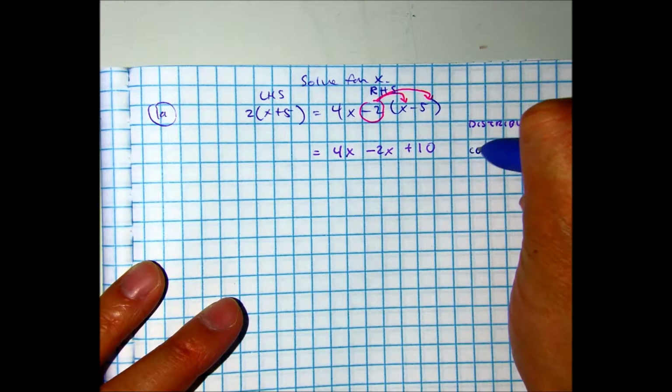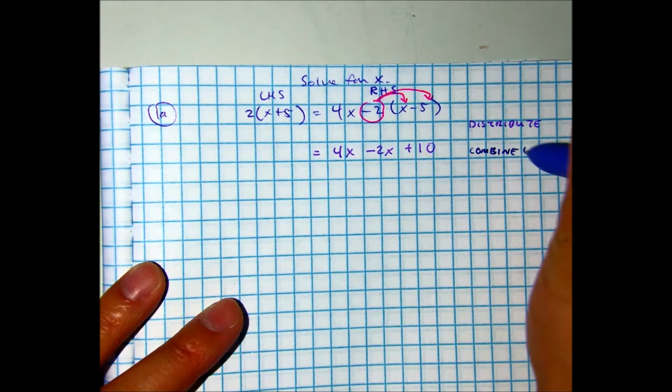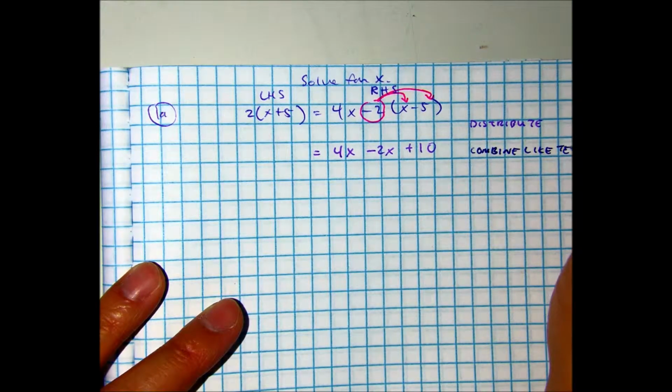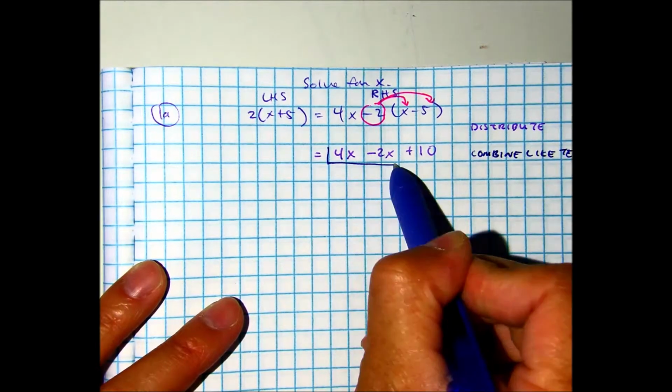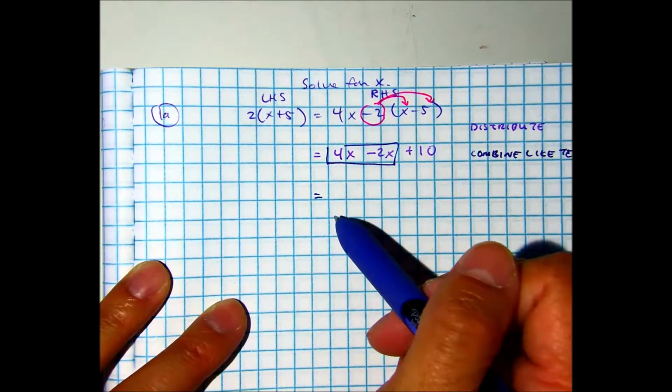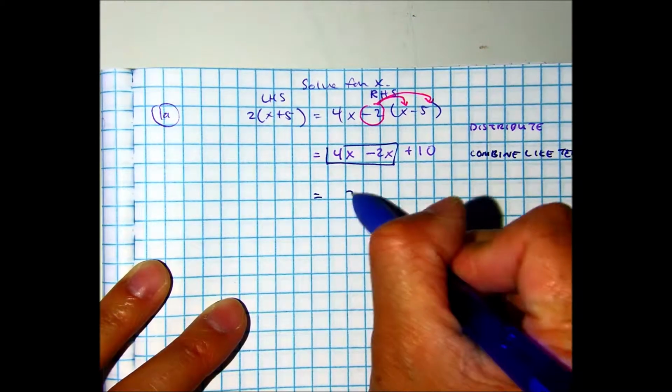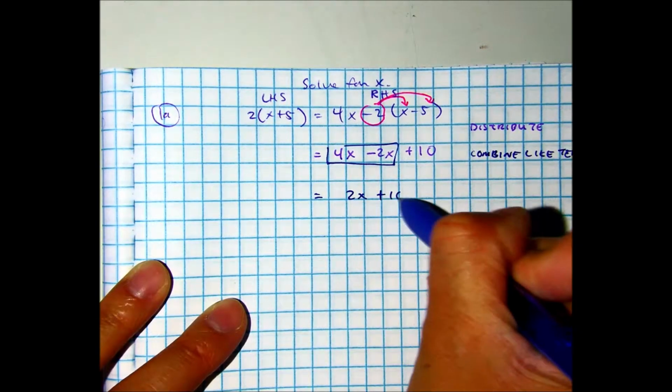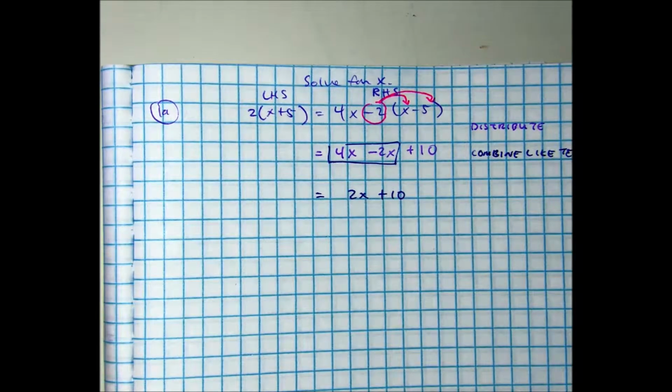You should call those combine-like terms. And Regina, what do you get there? Not Regina. Karina? Thank you, Karina. Mariana?